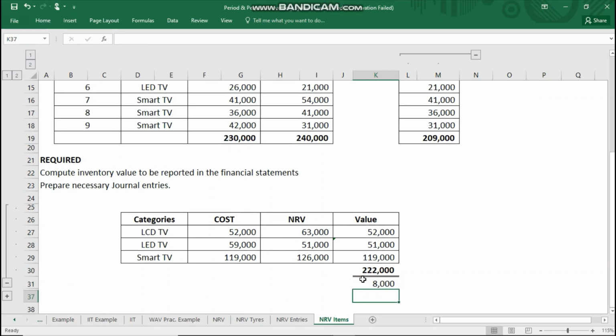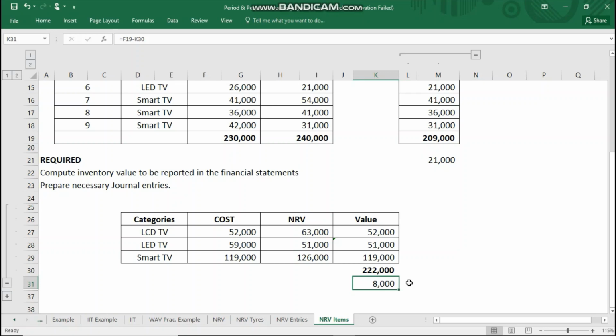Because if you see the NRV write-down amount, which is the difference of cost and this 222,000, it gives me 8,000, which is much lower than the amount coming from the results of testing at item levels. In item levels, when we did this testing, the result was 21,000. This 230,000 minus 209,000 is 21,000, and the NRV write-down expense was 21,000. As per the testing at the category level, it gives me 8,000.